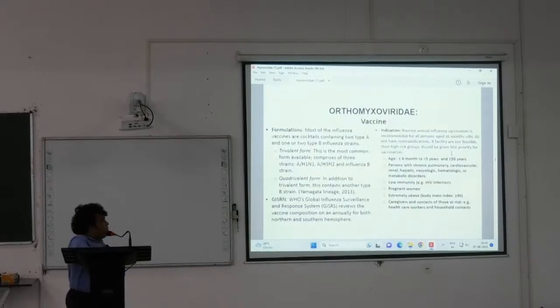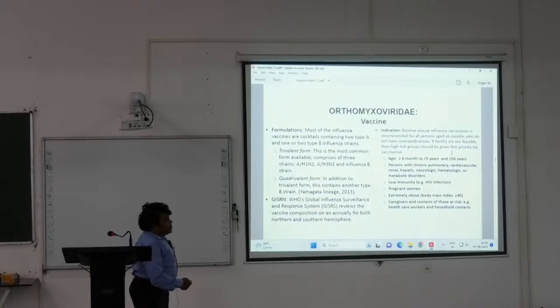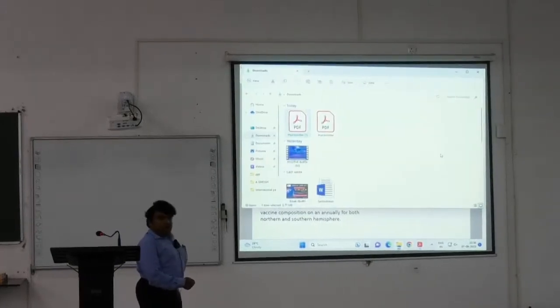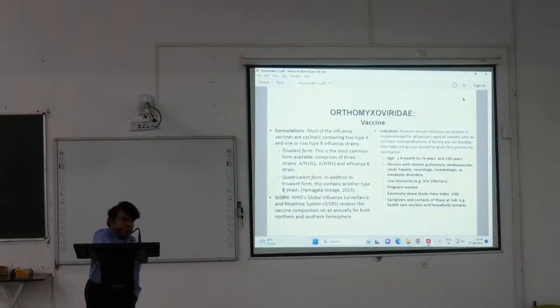There are two types of vaccines, injectable vaccines and live vaccines. Now the vaccines are to be given to people who are at extremes of age group, that is more than 6 months to 5 years and more than 50 years. Then people with low immunity, including pregnant women, and people who come in contact with patients having influenza infection. That is the healthcare workers.